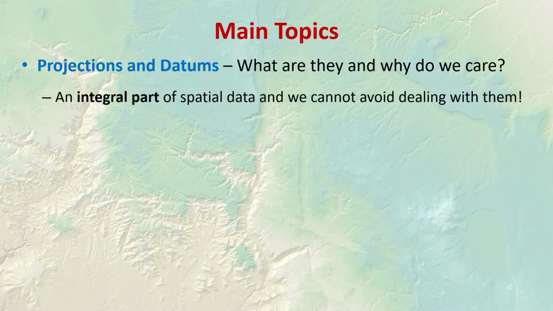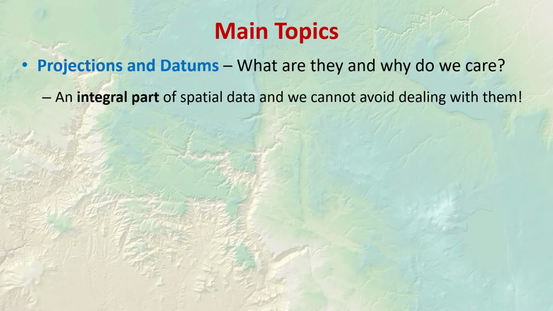Projections are an extremely important part of GIS, and we have to understand them. They are an integral part of spatial data. We cannot avoid dealing with them. Just the simple fact that the data are spatial means they have to have some sort of coordinates that locate them in space, and this implies some coordinate system that they exist in. Now, on a simple level, projections affect the visual quality of our maps, and on a deeper level, they affect our analysis by changing the actual sizes and shapes of the things we're analyzing.